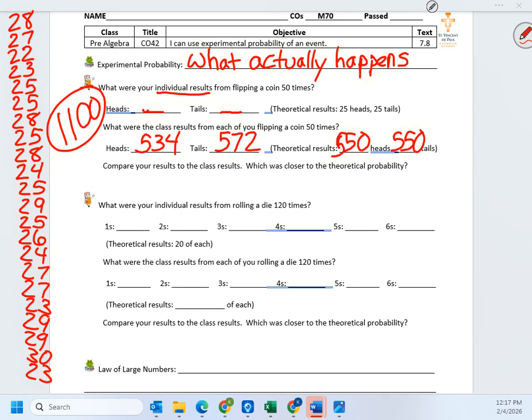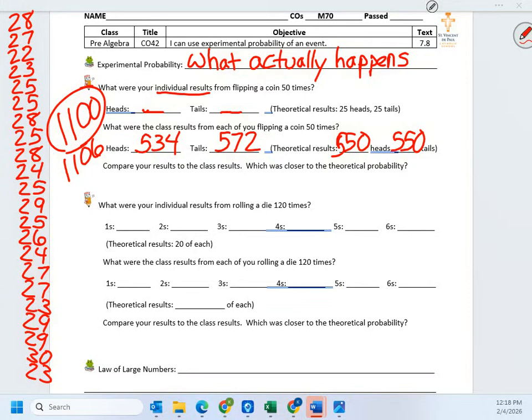Okay, that makes sense. So we're close. What we ended with was 1,106 instead of 1,100. Theoretically, we had said there'd be 1,100. We got 1,106. So compare your class results. Which was closer to the theoretical probability? We thought it would be, well, actually it was 534, theoretically it was 550.